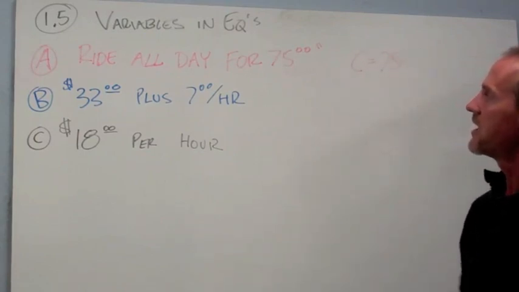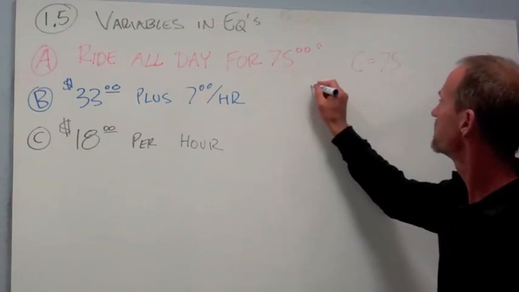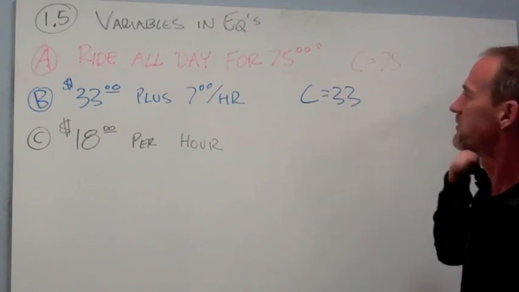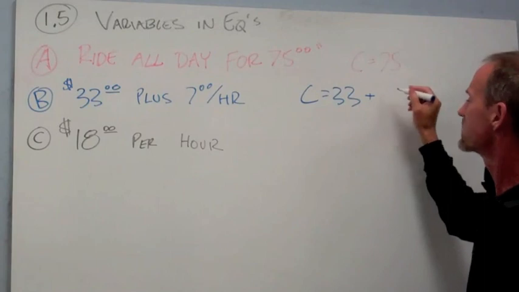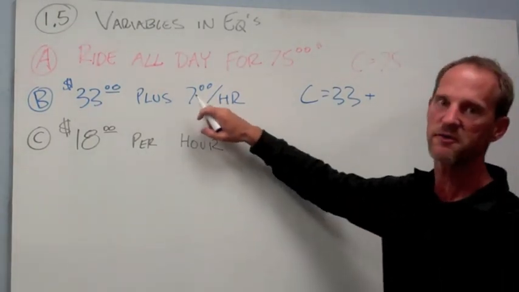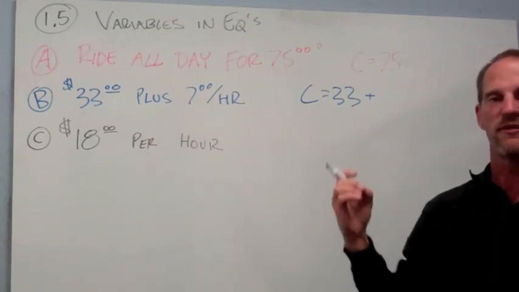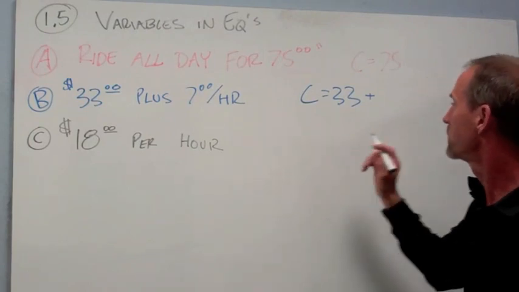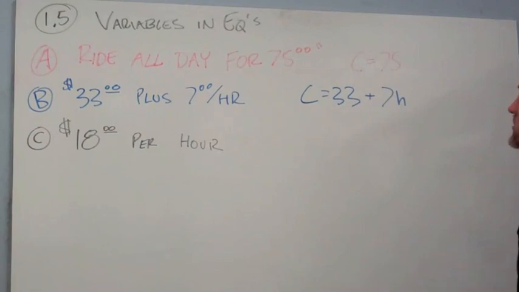All right. Here, however, it's a little bit more complicated. Here, my cost is going to be a $33 origination fee, and then plus $7 for every hour. So if I'm riding 1 hour, it'll be 7, 2 hours will be 14, pretty straightforward. This is where we're multiplying the number of hours times 7. We're not adding 7, we're multiplying 7 times H, we'll call that, for the hours that I ride.